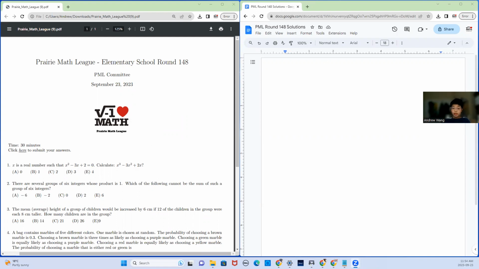First question is, x is a real number such that x squared minus 3x plus 2 equals 0. Calculate x cubed minus 3x squared plus 2x.